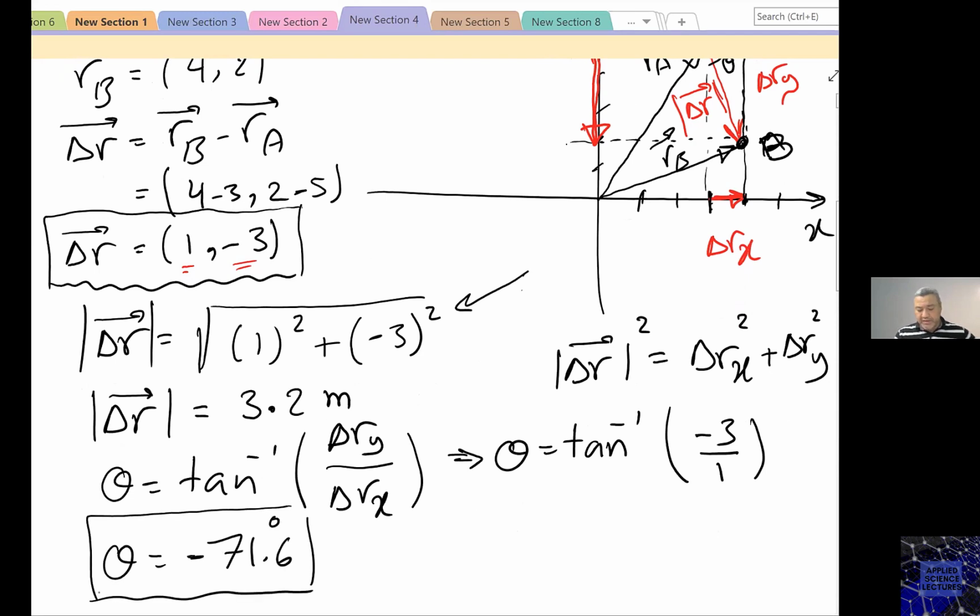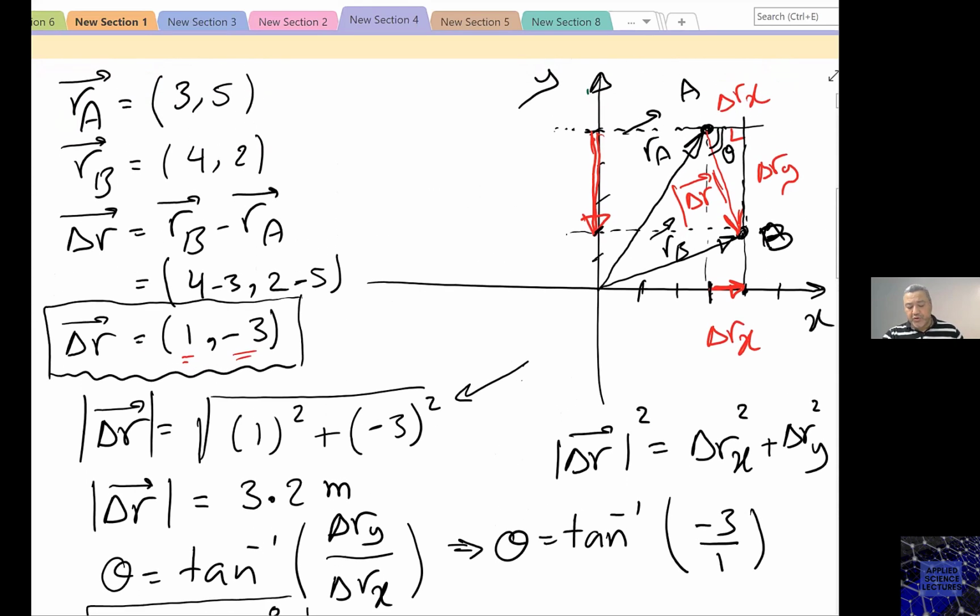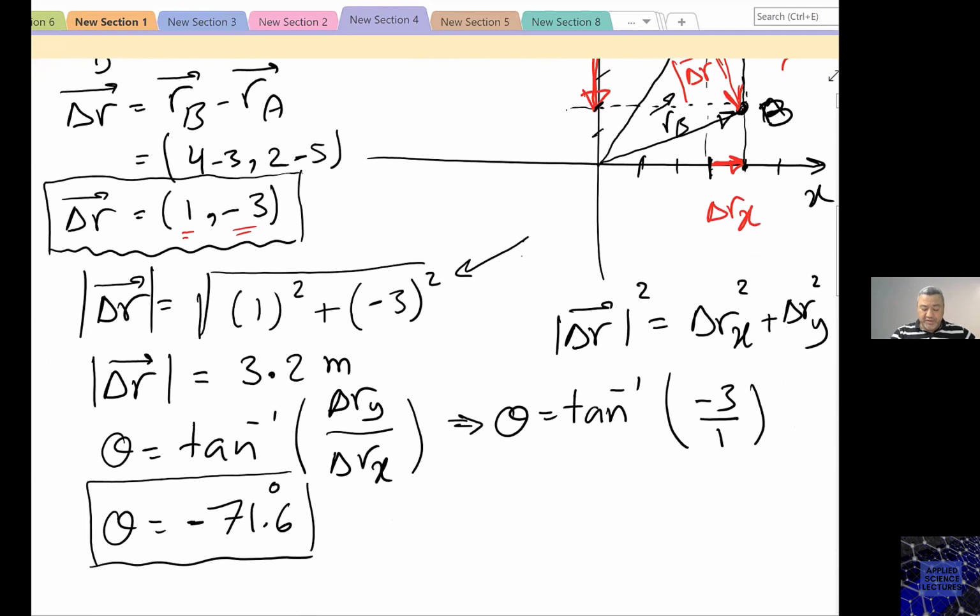So why minus? I'll tell you why minus. Based on the understanding of the quadrants that we talked about, if I take this horizontal line, which is parallel to the x-axis, I can treat it exactly the same way I'm treating the x-axis. In this case, theta is minus 71.6. Why minus? Because the x component is positive and the y component is negative, which means it will fall in the fourth quadrant. That's why the angle is minus 71.6 degrees.